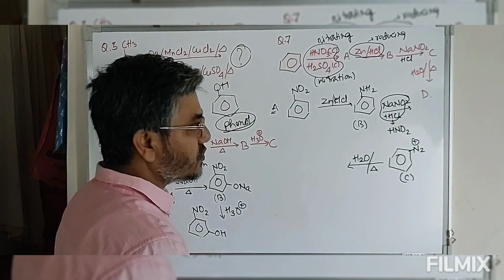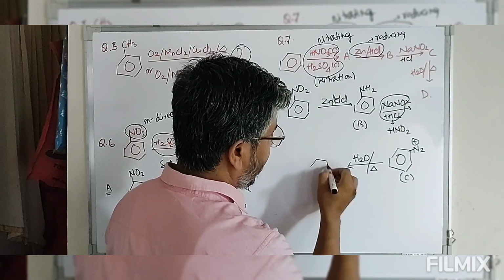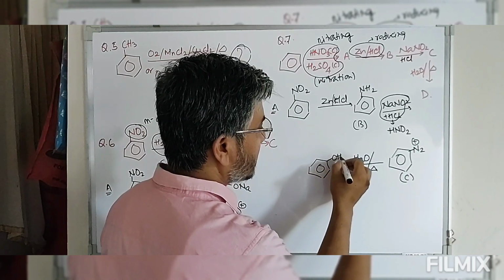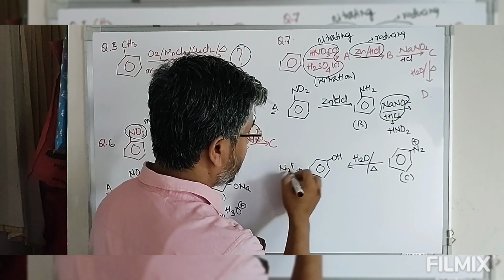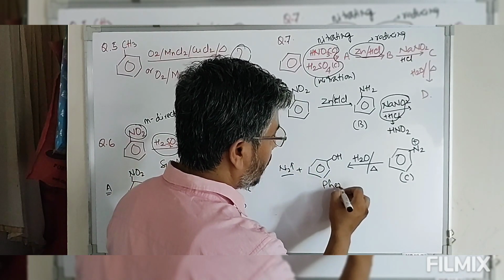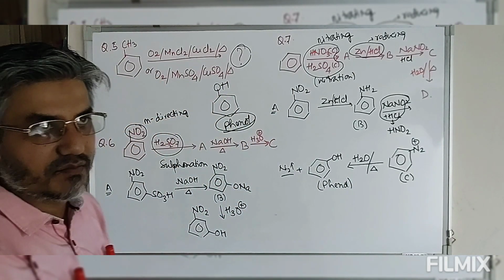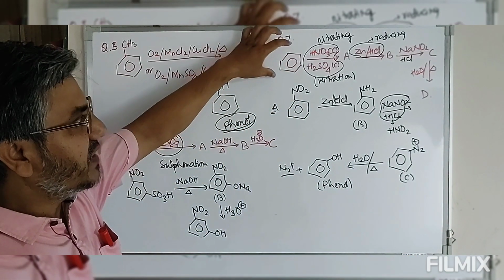So benzene diazonium ions on steam distillation, nitrogen gas is evolved and a phenolic group is introduced, plus nitrogen gas will be released. So this is again one of the methods of preparation of phenol from benzene diazonium. So instead of benzene diazonium, we are starting from benzene.